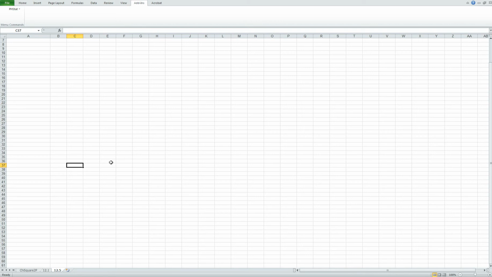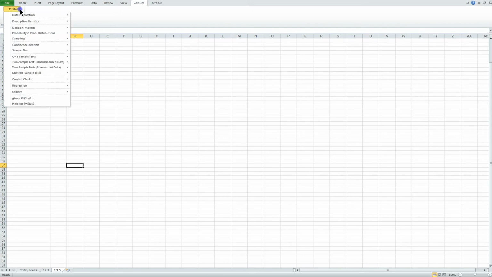2 clicks. So question 12.5 gives you a contingency table for gender and whether or not males or females enjoy shopping for clothing. To answer part A on whether or not there's a significant difference between the proportion of males and females who enjoy shopping for clothing, we simply just go to PhStat.